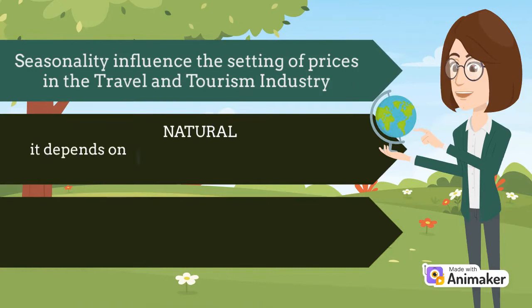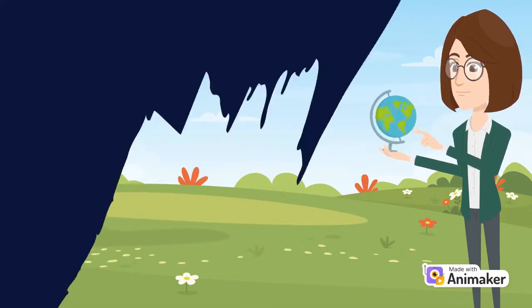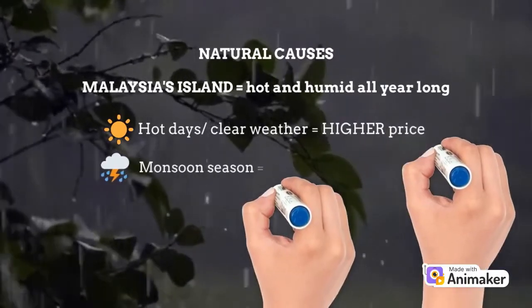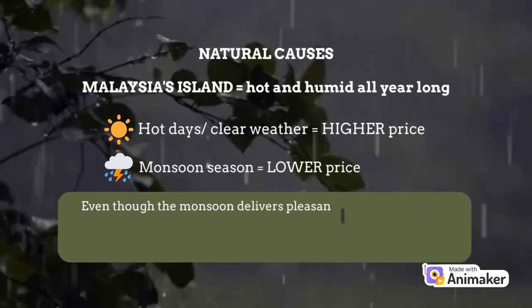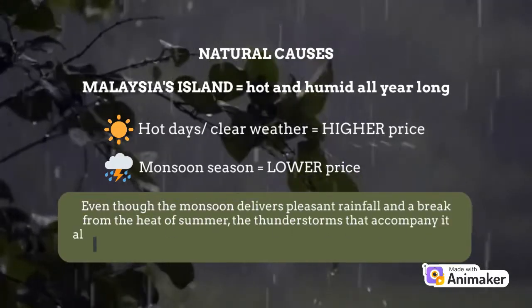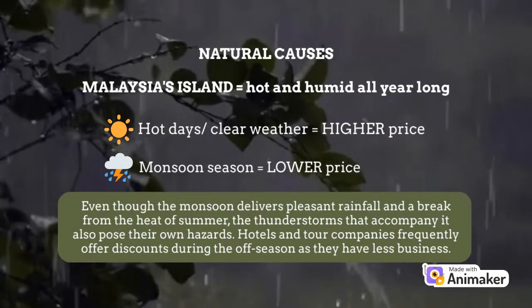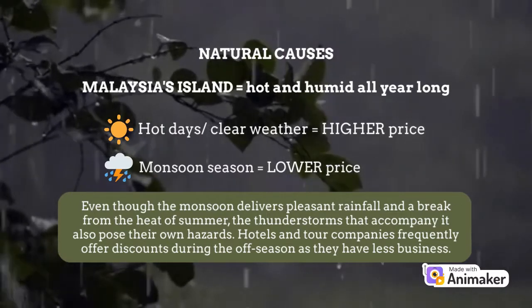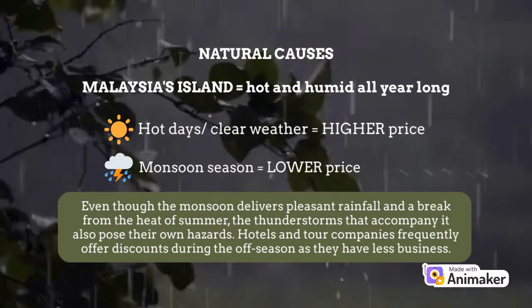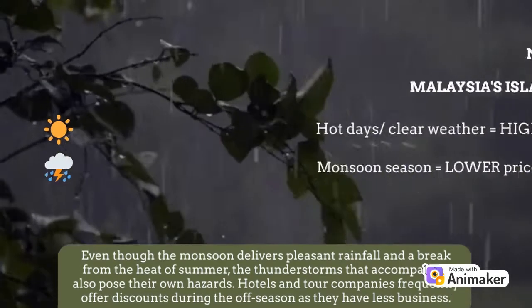Seasons are one of the factors that may influence the setting of prices in the travel and tourism industry. Causes of seasonality fall into either of 2 types, natural or institutional. Tourists are attracted to visit Malaysia for its weather. The equatorial climate of Malaysia is described as being hot and humid all year long. The place discussed in this specific part is the island and how it influenced the setting of prices when natural causes occur. During hot days or during clear weather, the prices are usually higher compared to the monsoon seasons. Even though the monsoon delivers pleasant rainfall and a break from the heat of summer, the thunderstorms that accompany it also pose their own hazards. Hotels and tour companies frequently offer discounts during the off-season as they have less business.